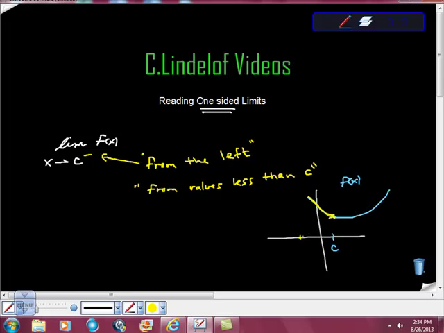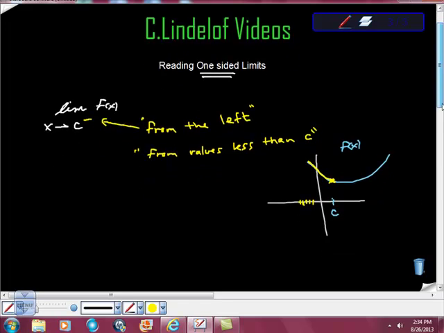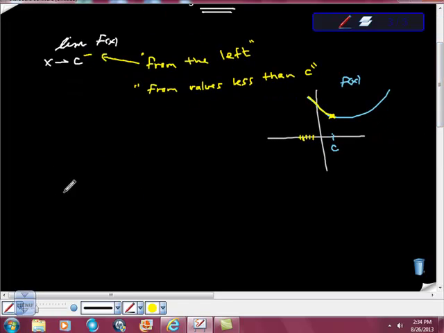And what I'm really doing is I'm kind of ticking off. I'm going here, then I'm going to the next, some arbitrarily close next x value, next x value, next x value. And every time I go to these x values, I'm looking for their corresponding y values. I'm saying, okay, this is the limit. So this is a left-hand limit. So what do you think a right-hand limit would look like?